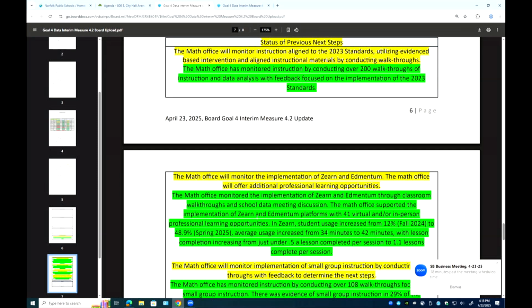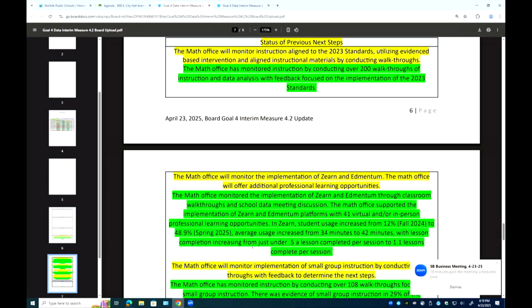So some statuses here. From the previous action steps about monitoring instruction, the math office conducted over 200 walkthroughs of instruction and data analysis with feedback focused on the implementation of the 2023 standards, those are our current standards. As far as the implementation of ZERN, the math office monitored the implementation of ZERN and Edmentum, which we use at the secondary level as well. Through classroom walkthroughs and school data meeting discussions, the math office supported implementation of ZERN and Edmentum platforms with 41 virtual and/or in-person professional learning opportunities.